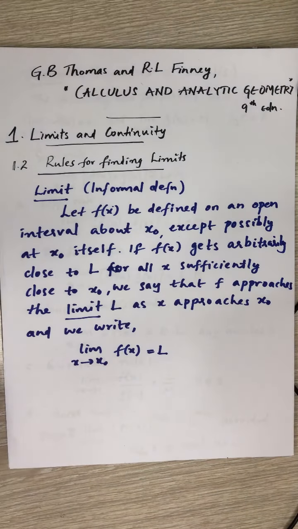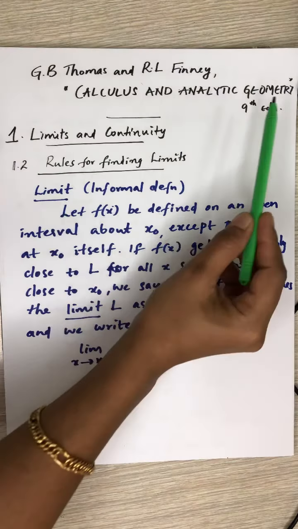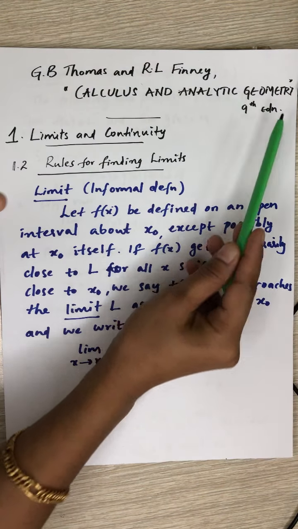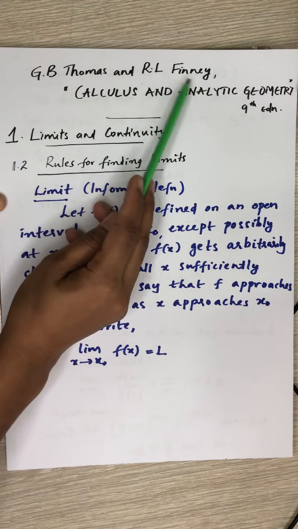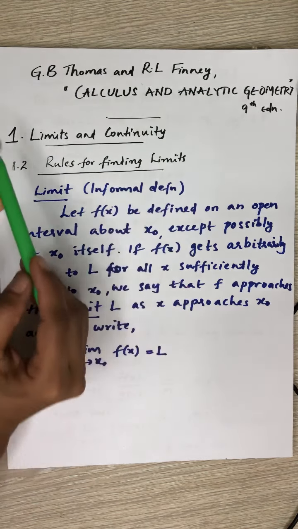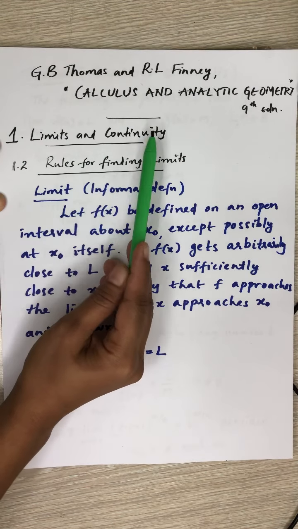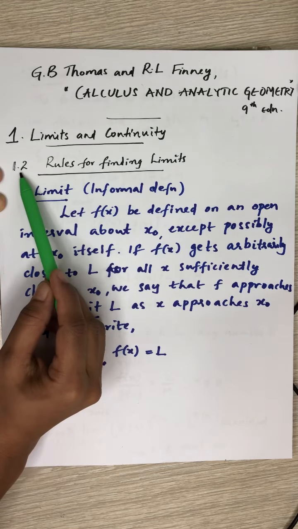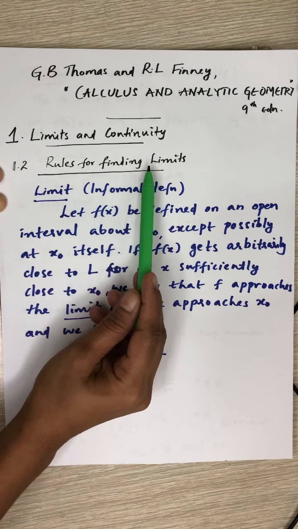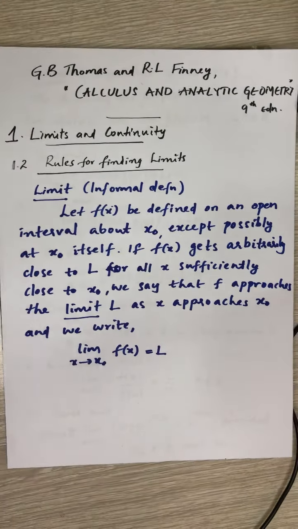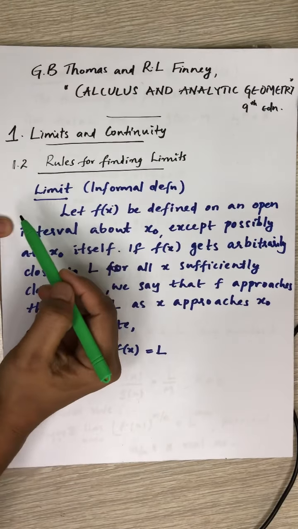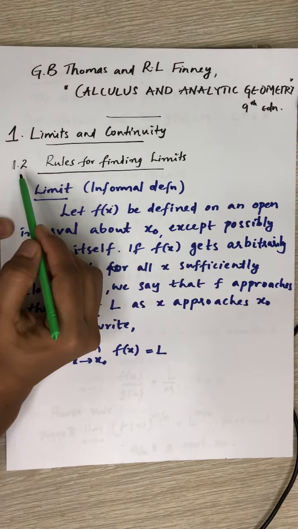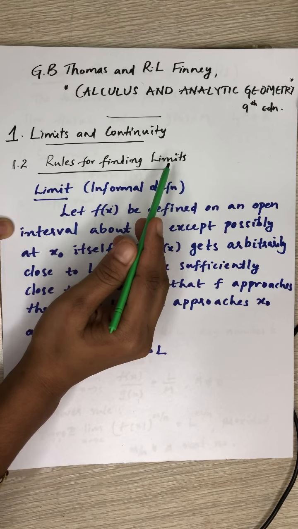Today I would like to discuss some exercises on limits from the textbook Calculus and Analytic Geometry, 9th edition, by G.B. Thomas and R.L. Finney. Chapter 1, Limits and Continuity, and section 1.2, Rules for Finding Limits. I would like to discuss the exercises from section 1.2, Rules for Finding Limits.